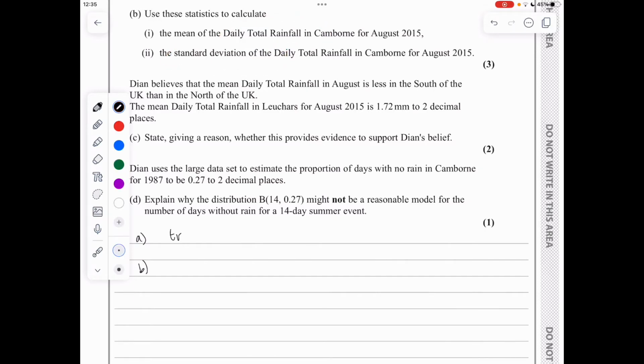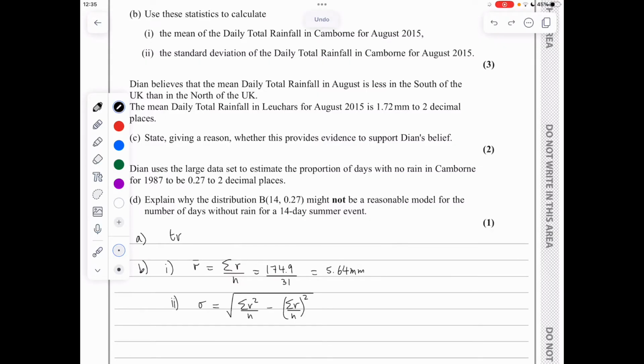Now, starting with the mean, I will call this R bar. It's the sum of the rainfalls over the number of days. This is 174.9 divided by 31 days, which gives an answer of 5.64 millimeters.